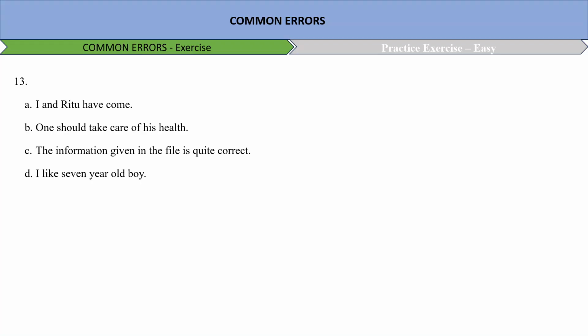Okay, so what will be the correct answer to the following? You see, the information given in the file is quite correct. Information follows singular pronoun, singular verb, and singular noun, correct. I and you have, I and Ritu? No, Ritu and I have come. One should take care of one's health.